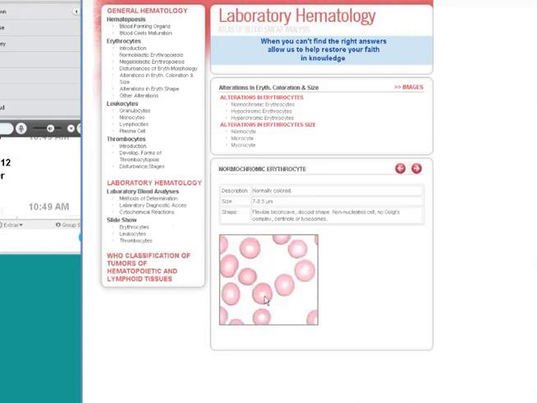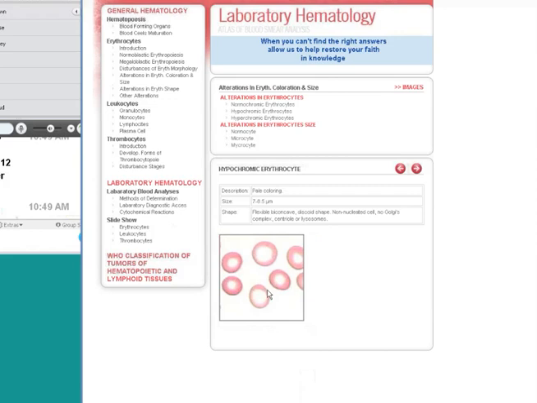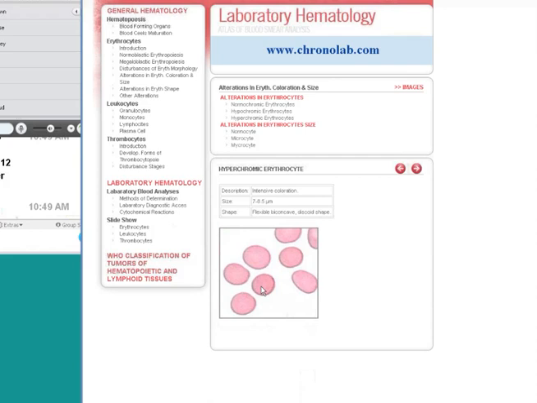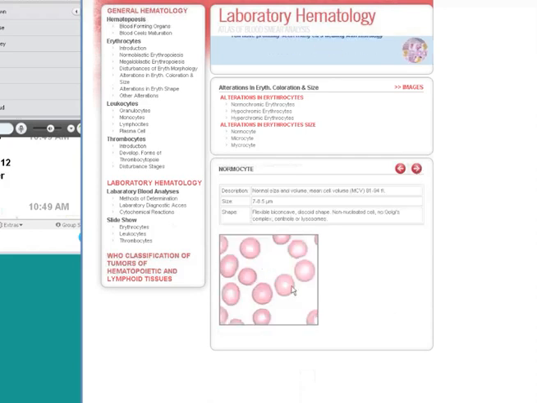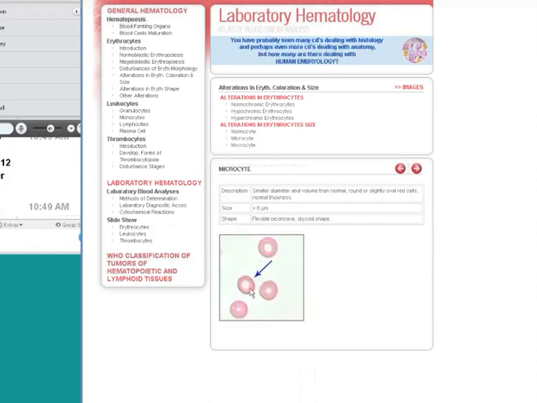Here's a normochromic cell. So it has a normal MCHC, or normal hemoglobin concentration. Here's hypochromic, decreased MCHC. Here's hyperchromic, or increased MCHC. Here's normal cells again. Here's a microcyte, or low MCV.